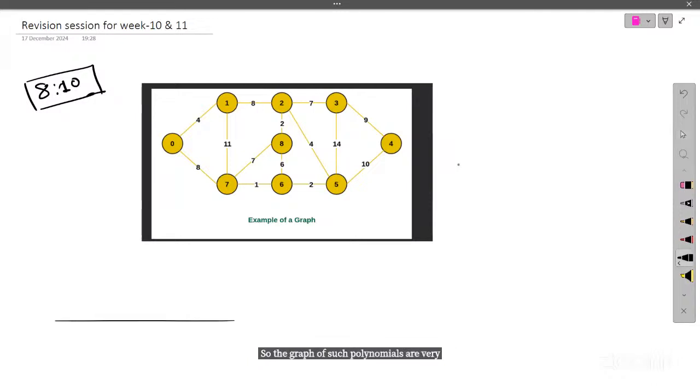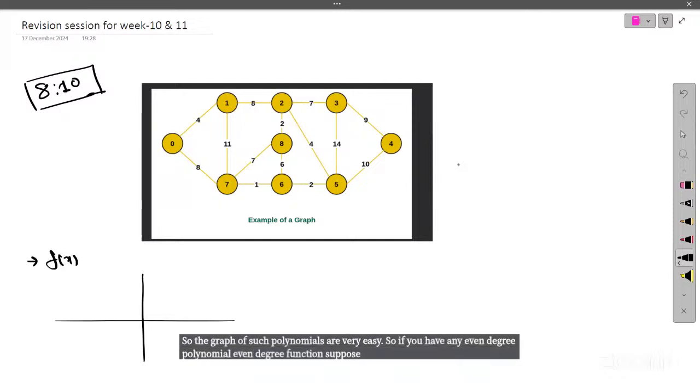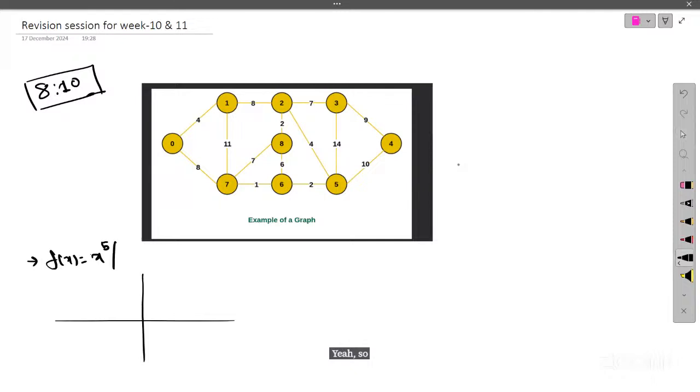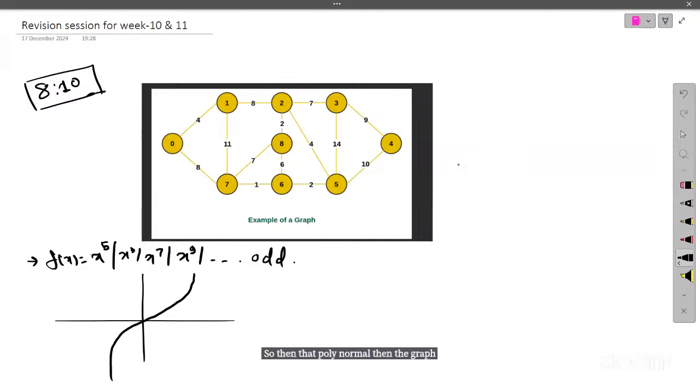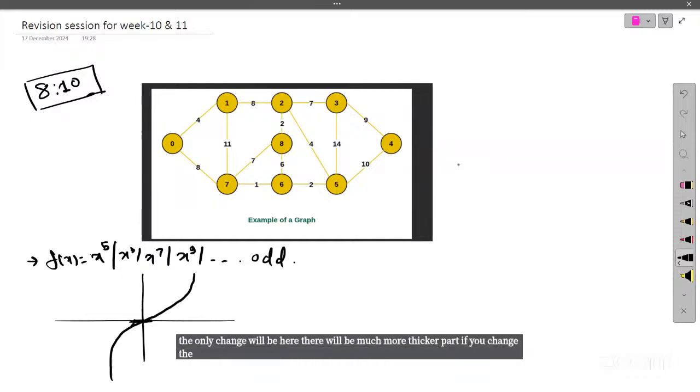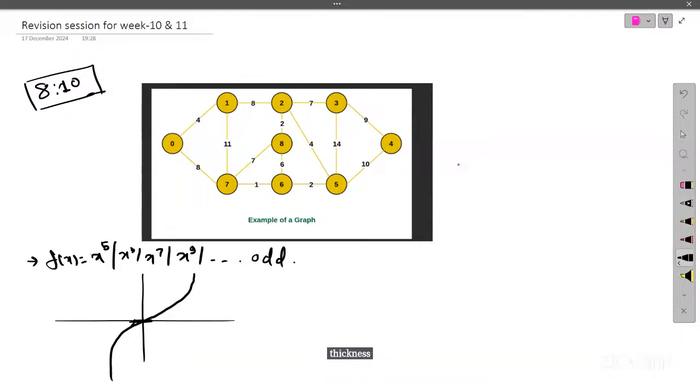If you have any odd degree polynomial, like x to the power 5 or x cube or x to the power 7 or x to the power 9, then the graph of that polynomial looks something like this. The only change will be that there will be a thicker part around the x-axis if you increase the power. So in x cube, you won't find as much thickness around the x-axis. So here there is no turning point.